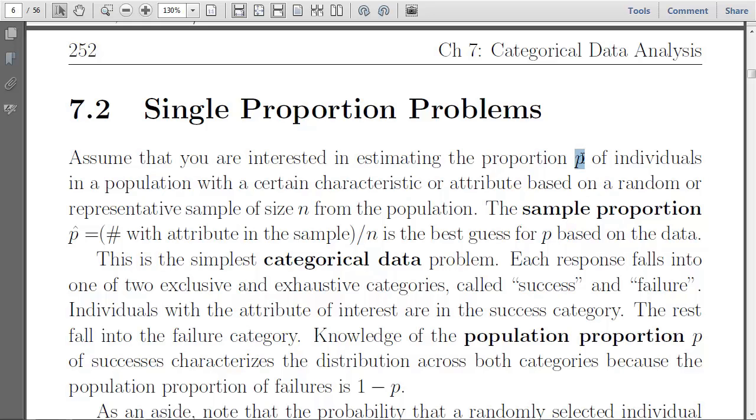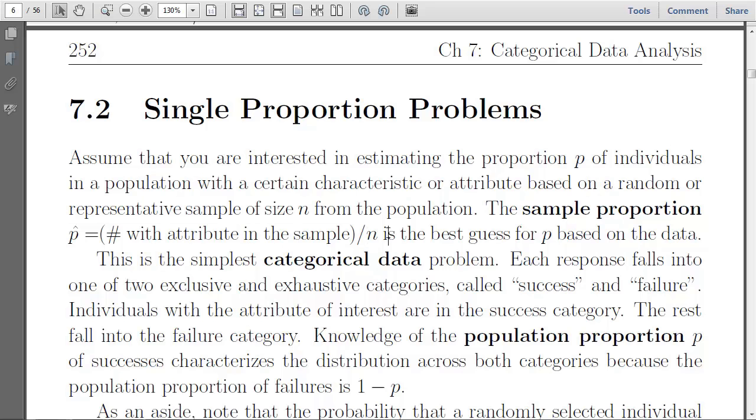So P is the true proportion of interest in the population, and we're going to estimate that with a sample proportion called P hat. The hat over P indicates that this is an estimate of the true population proportion. And it's easy to calculate. You simply take the number of observations that have the particular attribute of interest and divide by the total sample size.